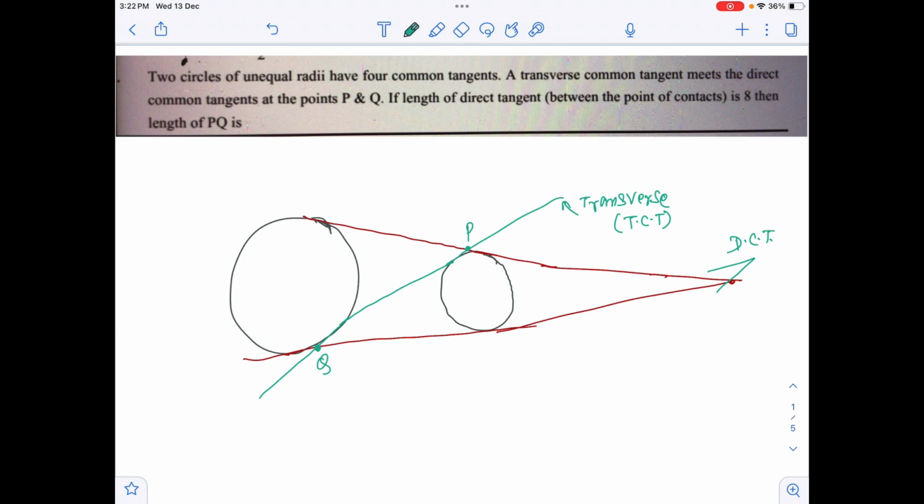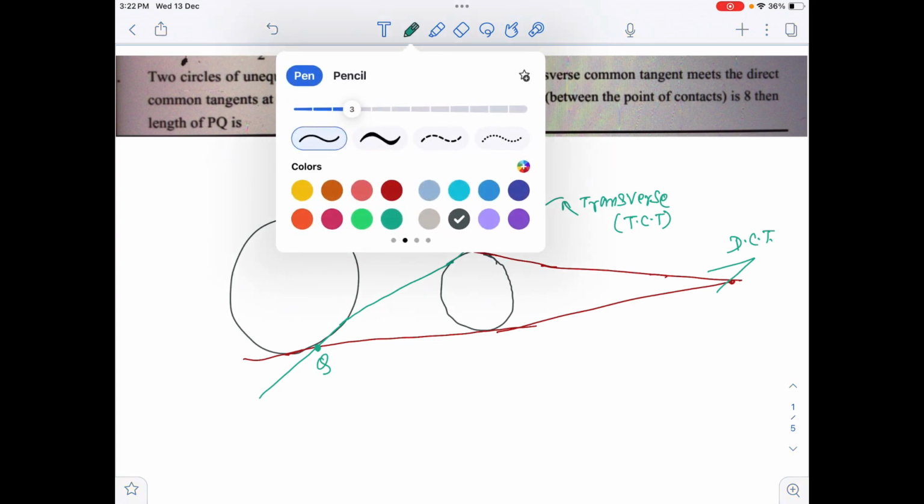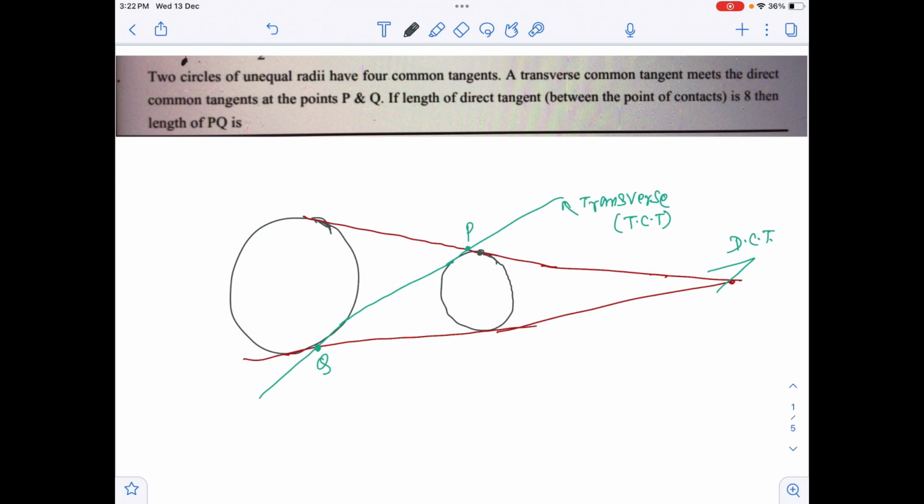And what is given? The length of the direct tangent between the points of contact is 8. So we already know this length is given to us. Let's say this point is R, and the point of contact of the other tangent with the first circle is S. We can even give some labels: U, B, this is W, and this is T.